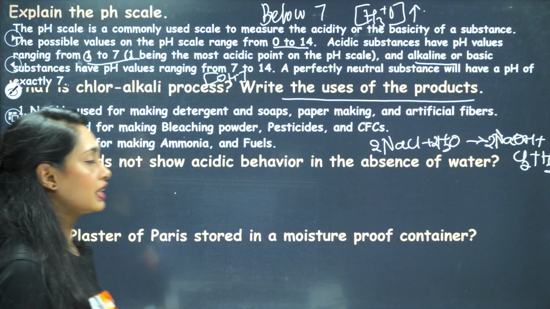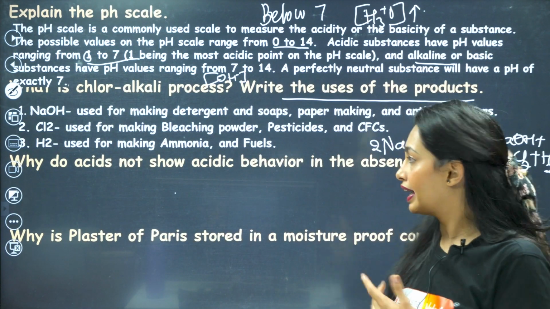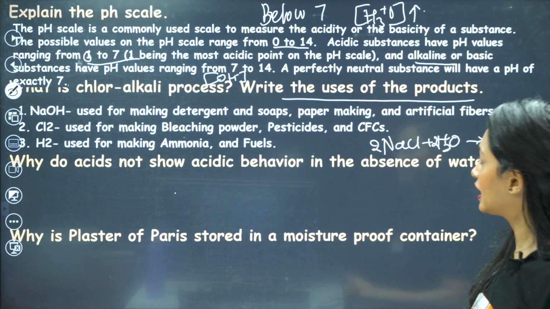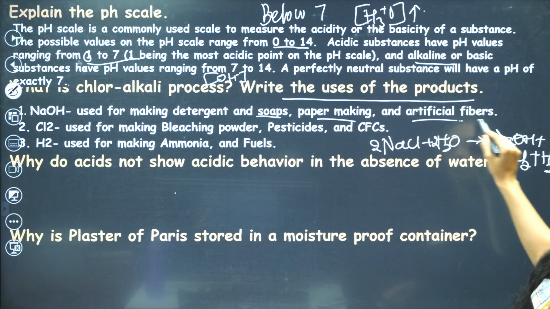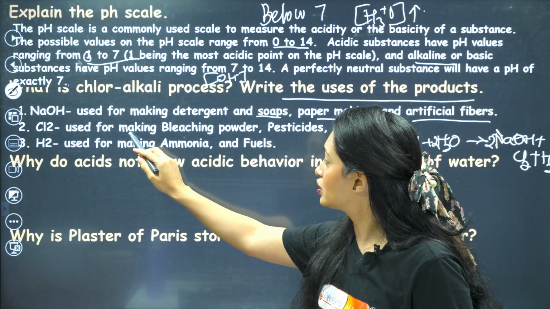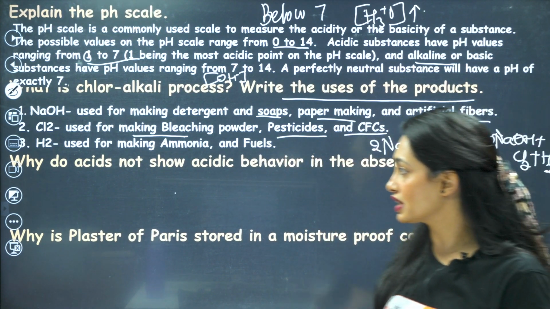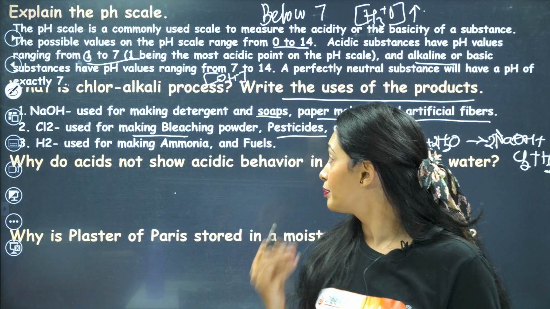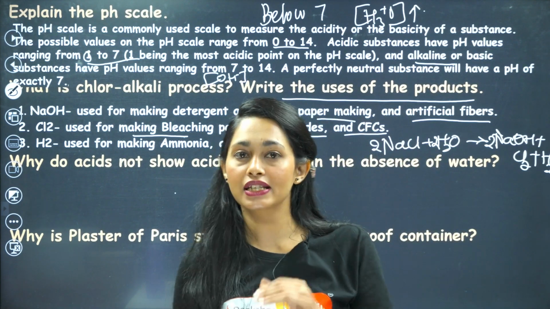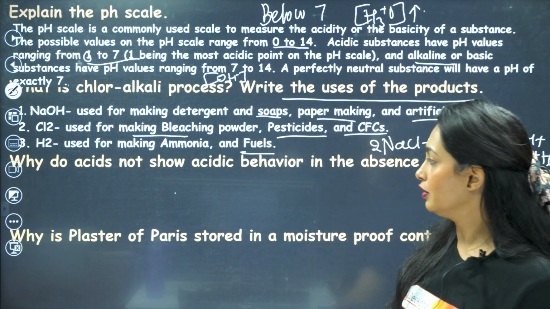NaOH, sodium hydroxide, is an excellent degreasing agent. It is used for making detergents and soaps, paper making, and artificial fibers. Chlorine gas is used for making bleaching powder, pesticides, as well as CFCs. And hydrogen is used for making ammonia, fertilizer, and also as a fuel.